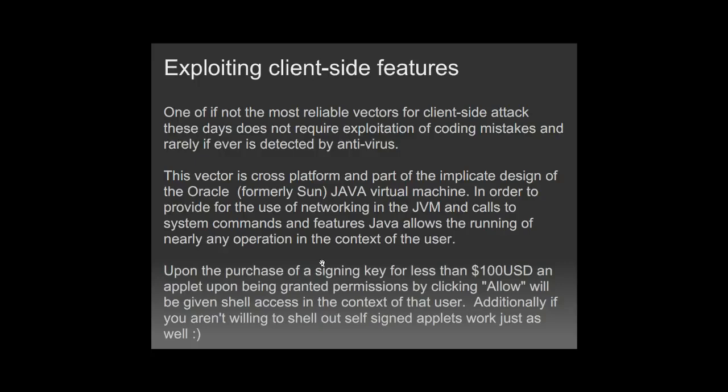All you need to do is either self-sign the applet, which Metasploit takes care of, or you can pay $100 or less. I think I've heard as low as $50 to get a signing key to sign the exploit so it looks like a legitimate applet. All the user has to do is click allow. That's it. And then they've got full access to either their user level or system level, depending on what account they're using, via an interpreter or a reverse shell or inside the JVM, or dropping out and using a specific binary exploit or reverse shell.